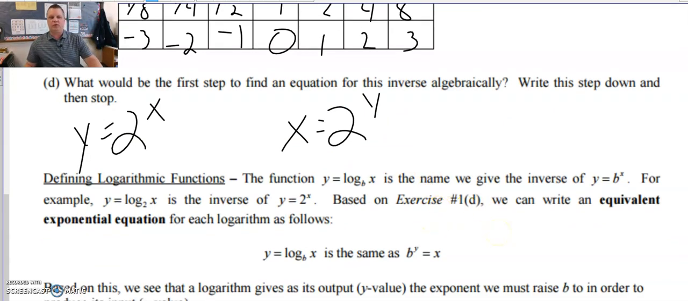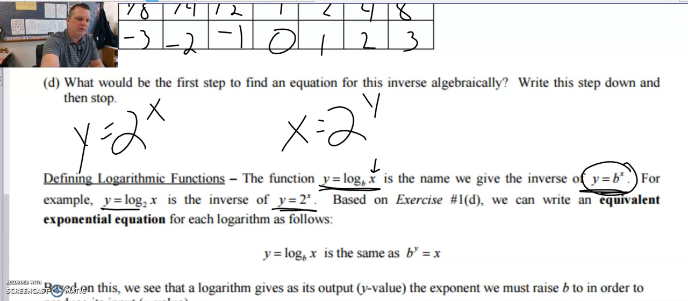Now, this is when we get introduced to logs. If we have an unknown as an exponent, and we're trying to solve for it, we will use logs. So the function y equals log_b of x is the name we give to the inverse of y equals b to the x. So you put a log in front of the b, lower the b as a subscript, we call it, and then we have the x value. For example, y equals log_2 of x is the inverse of y equals 2 to the power of x. So you can go from the log to the exponent to the log for the inverse.